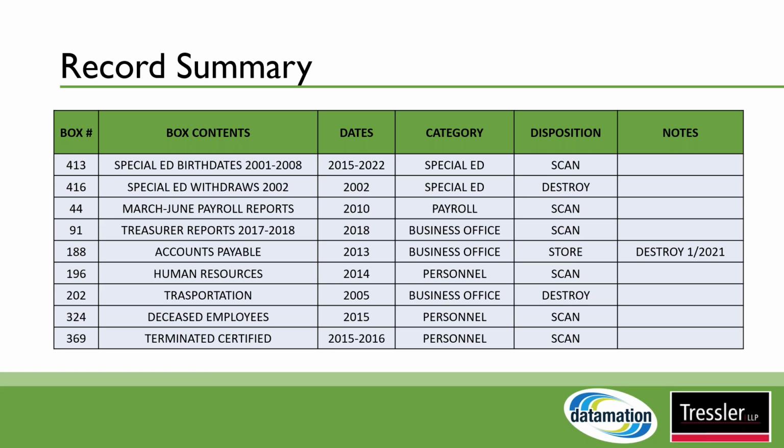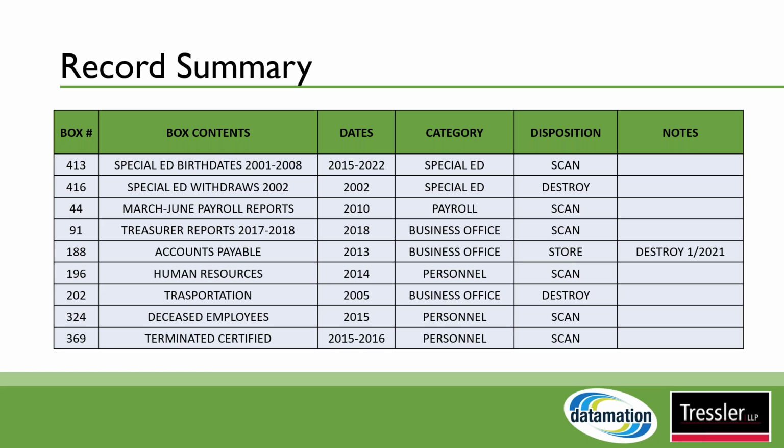Now, if you look at the first row on here, these are special ed files that you need to keep through the year 2027 or longer, because special ed files have typically a 5-year retention. We're going to probably suggest you scan these. In the second row, we have special ed files for students that withdrew in the year 2002. We're going to recommend you destroy these because you don't need to keep them past 2007.